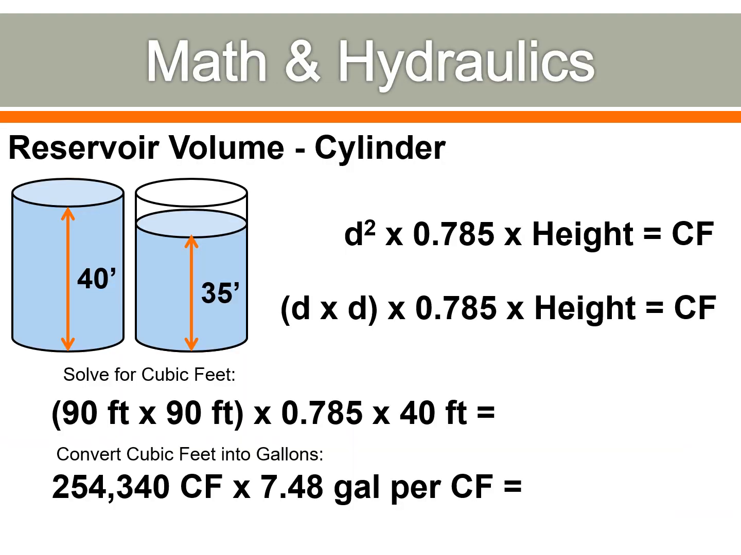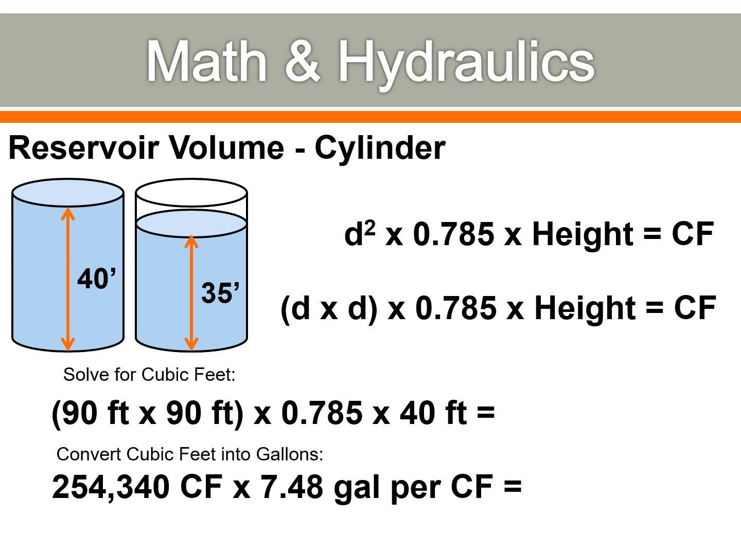So, math and hydraulics, right? Here you can see I've got a breakdown of how to solve for a reservoir volume. Reservoirs are typically in cylindrical shape, especially in this example. Reservoirs can come in obviously multiple different styles and shapes, but in this example, we're going to be using a cylindrical shape. So how to solve for that is diameter squared times 0.785 times the height, which will give you cubic feet. Or you can write it out, diameter times diameter times 0.785 times height equaling cubic feet.